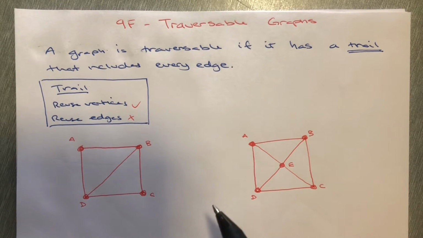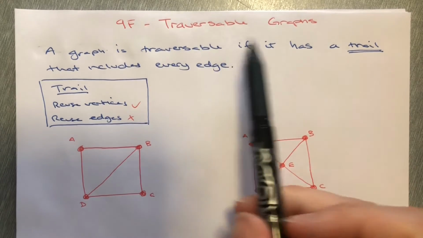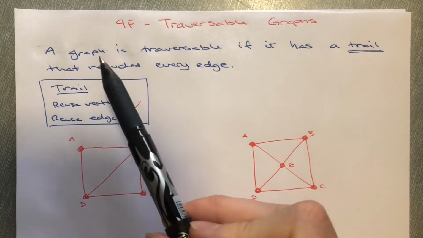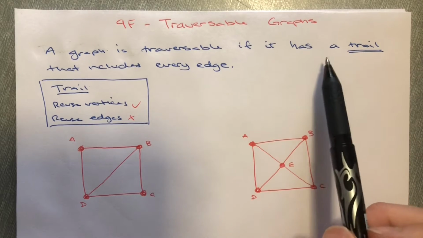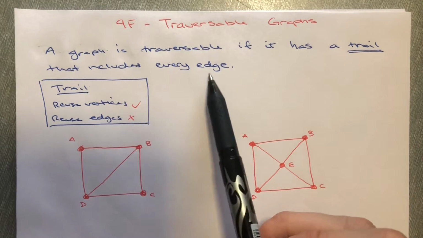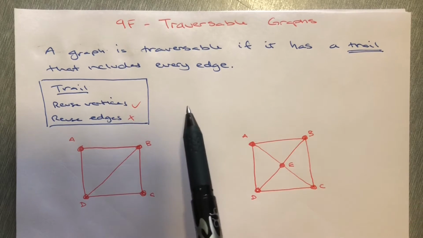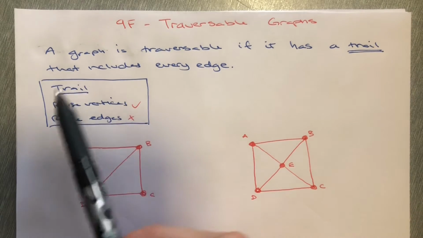Hey guys, now we're going to have a look at 9F, which is traversable graphs or traversable networks. A graph is traversable if it has a trail that includes every edge. Now, if you remember what a trail is from last lesson, that's great. But if not, there's a little bit of a reminder here.